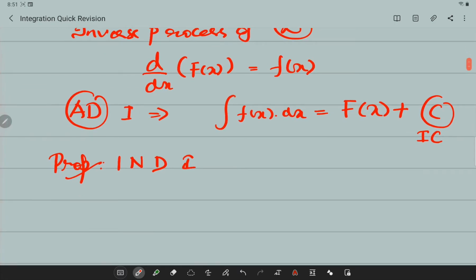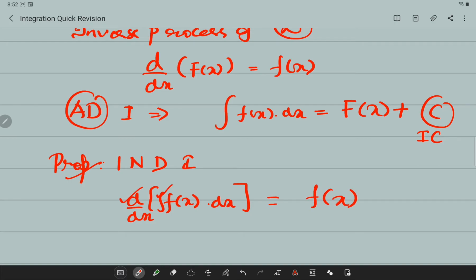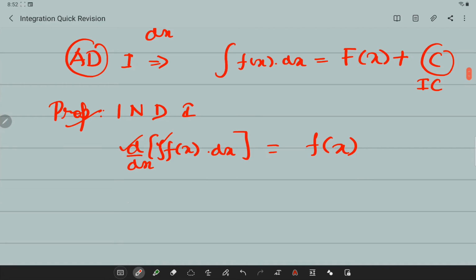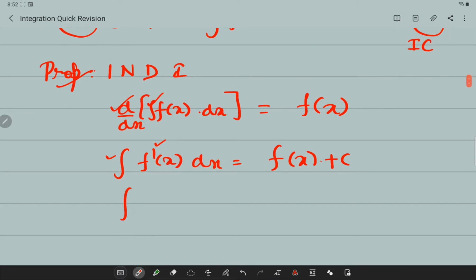So coming to the first property, d by dx of integral f of x dx is nothing but f of x, as derivative and integration get cancelled. Now integral of f dash x dx is simply f of x plus c because the dash and integration get cancelled.